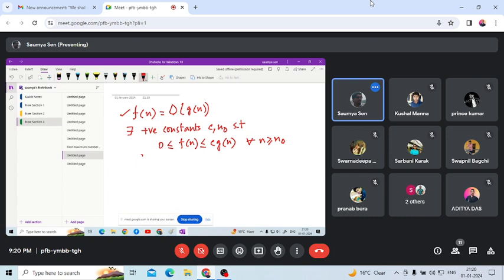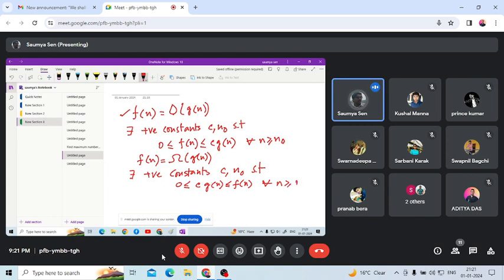Some function f of n is equal to big omega of g of n if there exists positive constants c, n0 such that 0 less than or equal to c into g of n less than or equal to f of n for all n greater than or equal to n0.